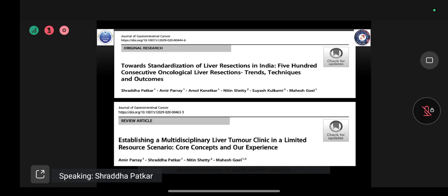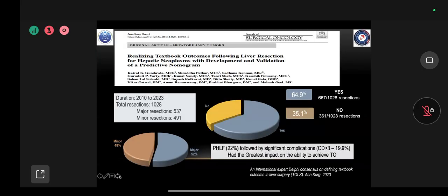A couple of papers are available online, if you're interested, about how we have standardized our liver resections and how a multidisciplinary Liver Tumor Clinic Board has helped us in this. We have now expanded our experience to over 1,000 patients and looked at what are called textbook outcomes. Around 65% of our patients have achieved this. There are various predictors of textbook outcomes, and this paper is available online, free to download.